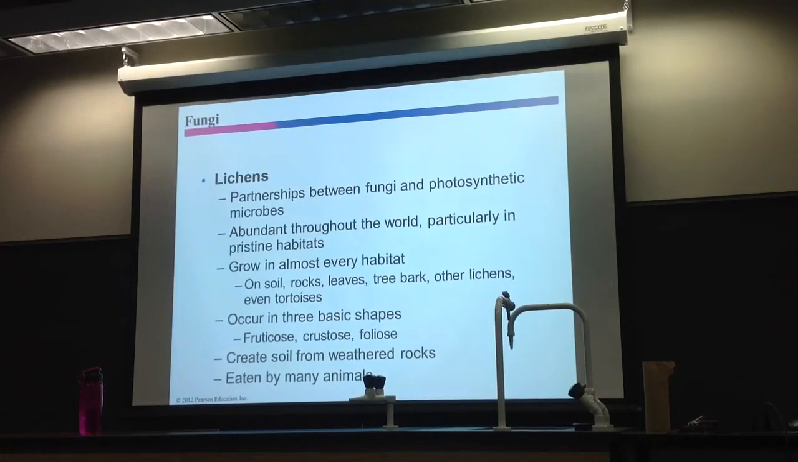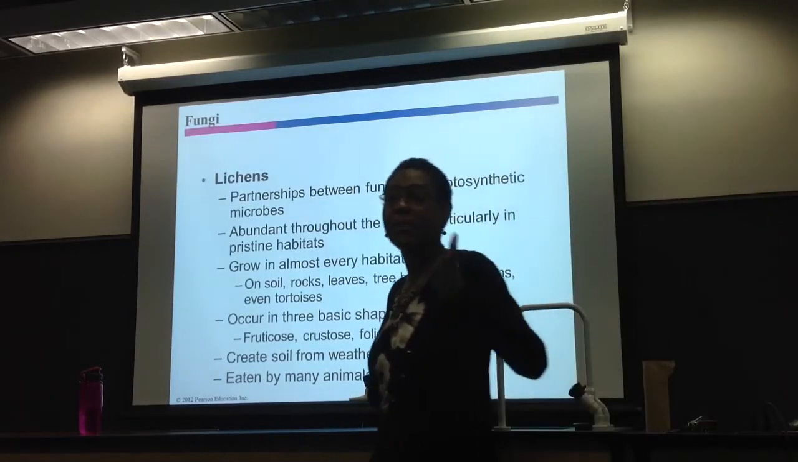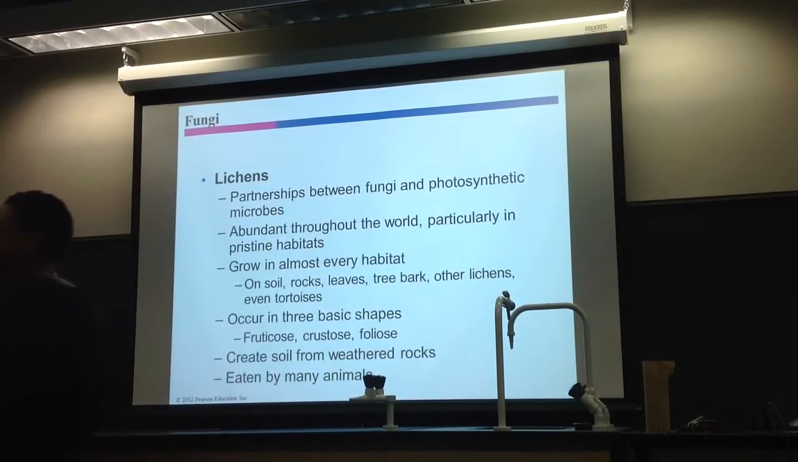Now there are 3 basic forms: fructose, fructose, and foliose. Now they can help create soil. When they're growing on rocks, they can break the rocks down and help make soil. And many of them are eaten by animals. So some reindeer, some caribou, in the colder parts of the world, they actually eat lichens to get through the wintertime. Got it? You okay, Ted?